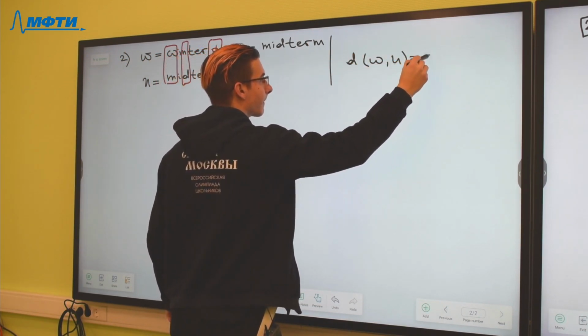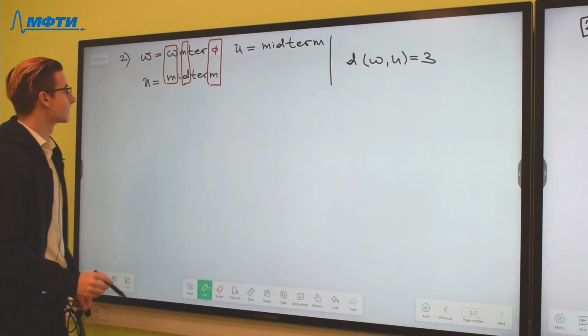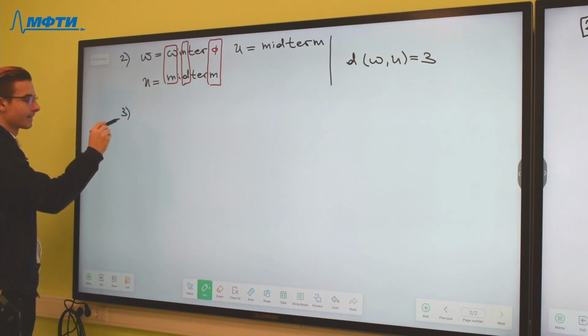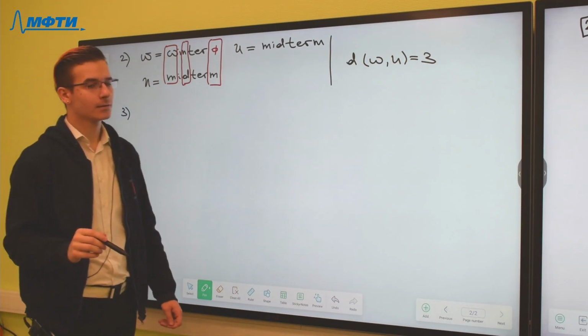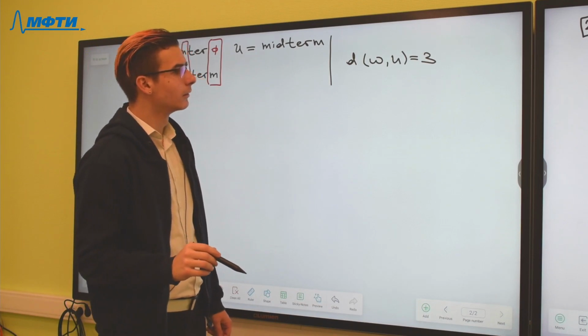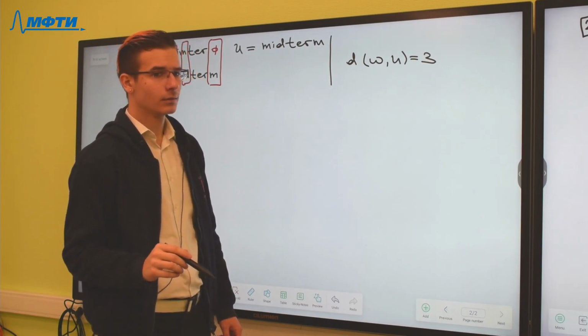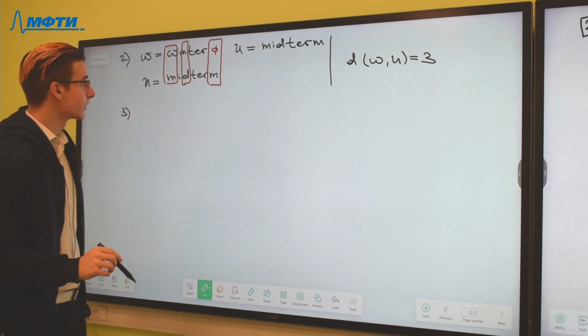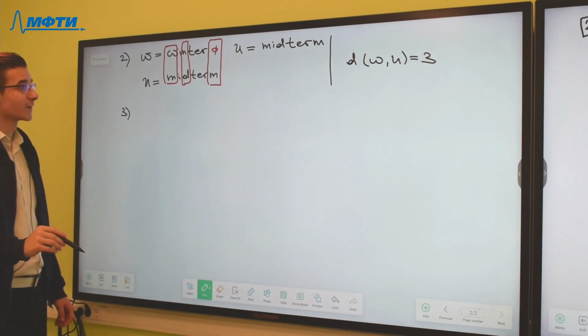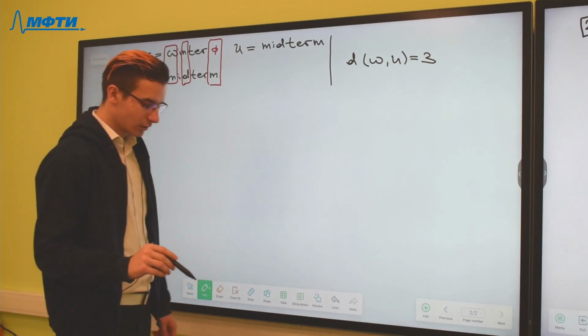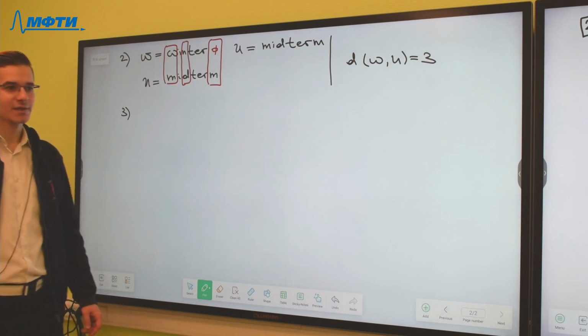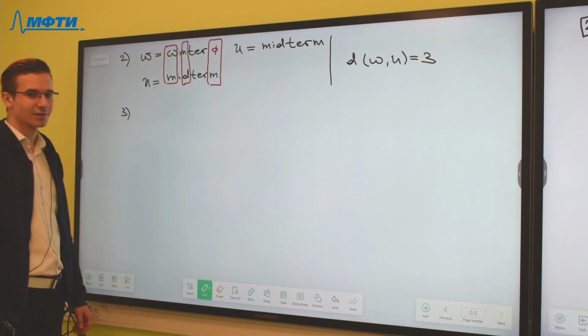Between W and W is 0. The distance from the same word is 0. Of course, the distance between the same words is equal to 0. And if the distance is equal to 0, they are equal words.